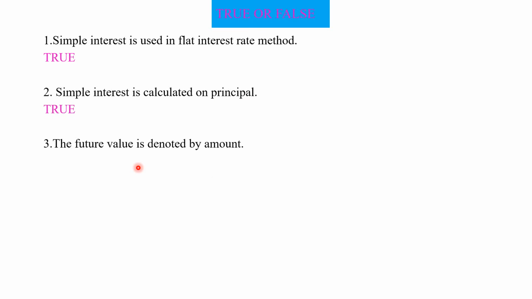Number 3, the future value is denoted by amount. Future value is also known as amount. So this sentence is also true. Number 4, the present value is denoted by principal. The present value, the beginning value, is denoted by principal, or the borrowed amount is also known as principal. So statement number 4 is also true.